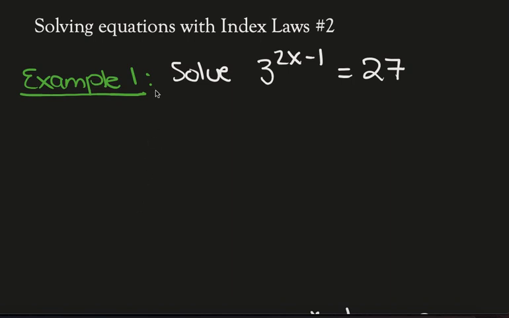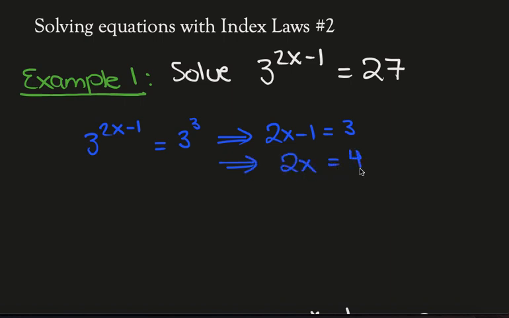Okay, so let's continue with our practice of solving equations using index laws. Before getting into any more difficult examples, let's just review an example from the last tutorial, the last video. So remember that we need to make everything in terms of power of 3. So what we'll do is we'll leave the left-hand side alone and write 27 as 3 cubed. Since the bases are now the same, we can just equate the exponents. And then simply solving this equation, we get 2x equals 4, and so x equals 2.